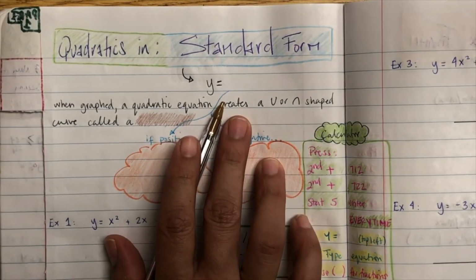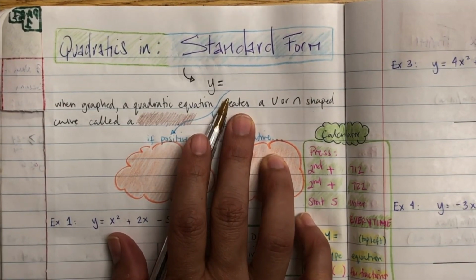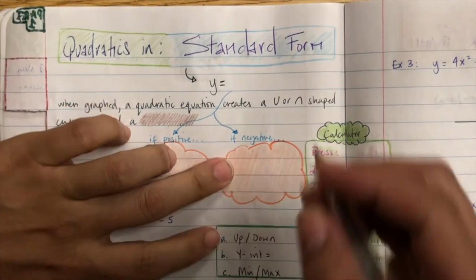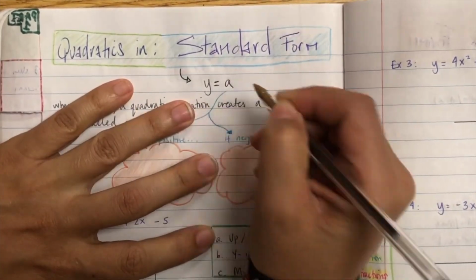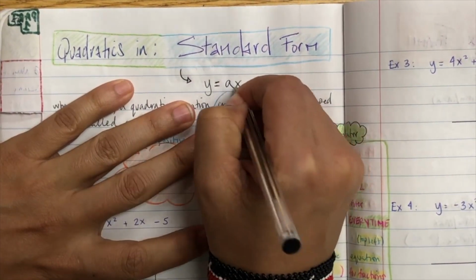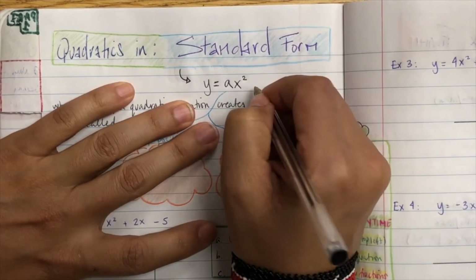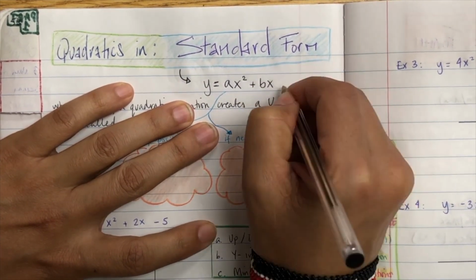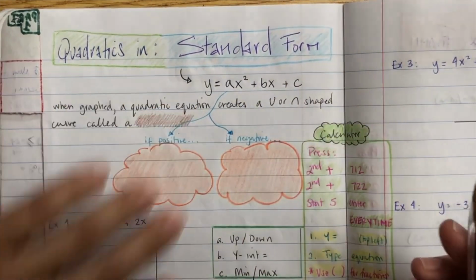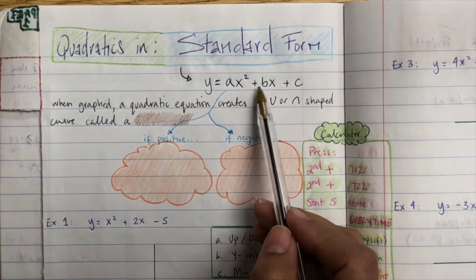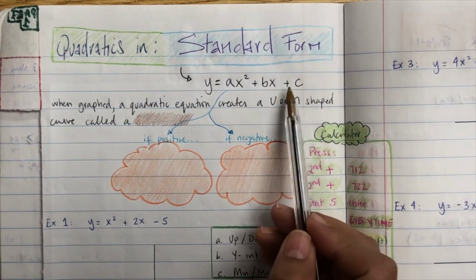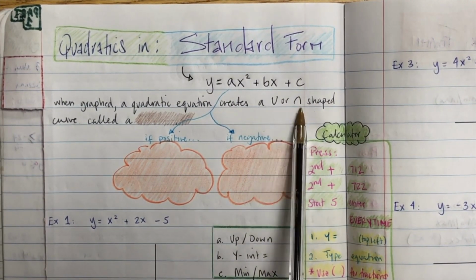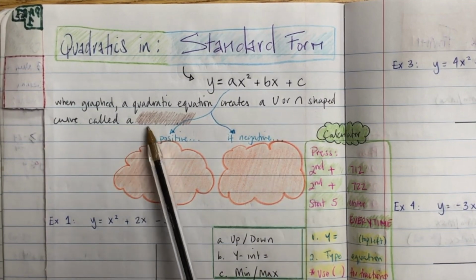So quadratics is basically anything with a power of 2, so squared. In standard form, you're going to see some number x squared, another number x, and then some other number by itself. When you graph this, it's going to create a U or an N-shaped curve, and that's called a parabola.